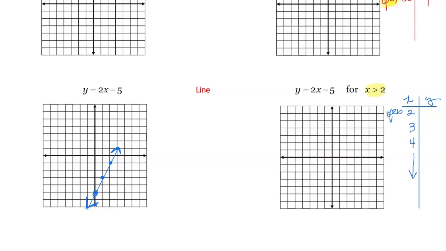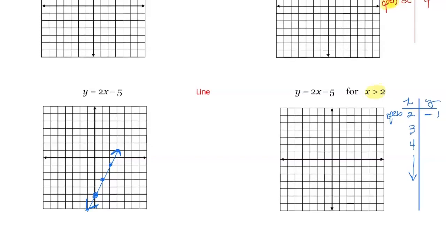So if x is 2, 2 times 2 is 4, 4 minus 5 is a -1. If x is 3, 3 times 2 is 6, and 6 minus 5 is a +1. If x is 4, 4 times 2 is 8, minus 5 is 3. So those are the points I'm going to plot.